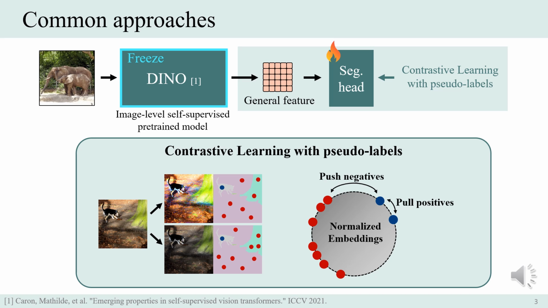Recently, as discovering pixel-level semantics from scratch is challenging, several works train the segmentation head guided by the image-level self-supervised pre-trained model, such as DINO. It can provide proper pseudo-labels to train the segmentation head because it provides high-quality general representation.